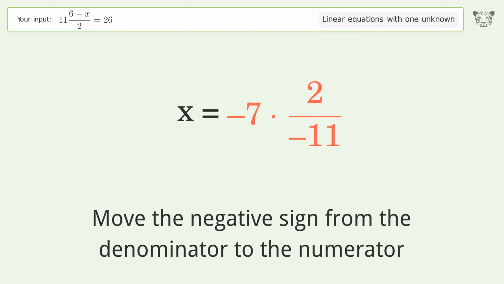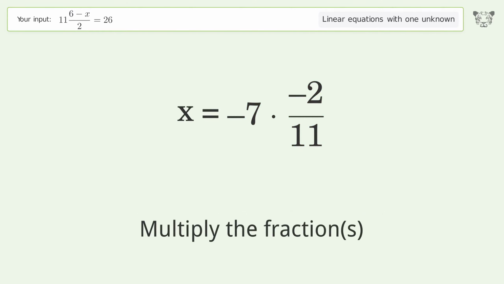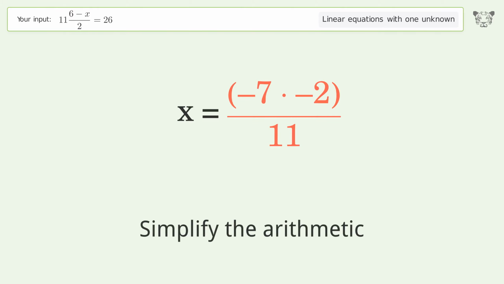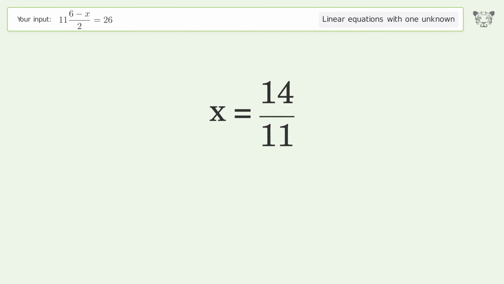Move the negative sign from the denominator to the numerator. Multiply the fractions. Simplify the arithmetic. And so the final result is x equals 14/11.